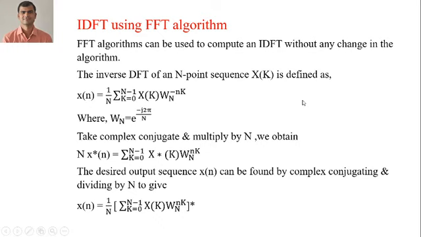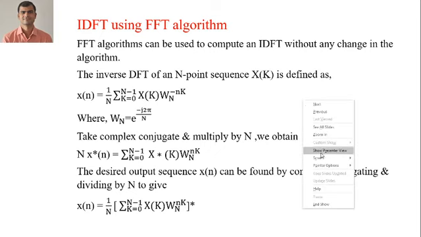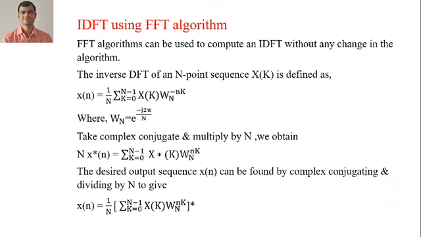defined as, so x of n is equal to, we have seen this equation, x of n is equal to 1 by N summation for k equals 0 to N minus 1 of X of k W_N to the power minus nk. So this W_N is known as the twiddle factor, and its value is e raised to minus j 2 pi by N. So this is the equation of inverse DFT we have seen in the lecture of DFT.